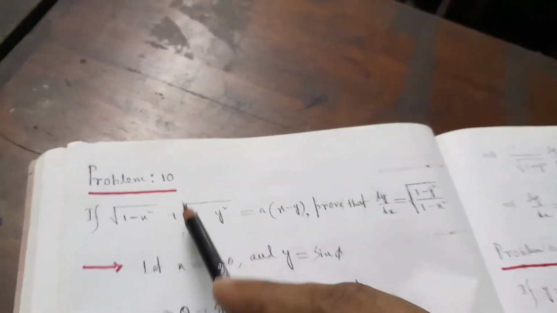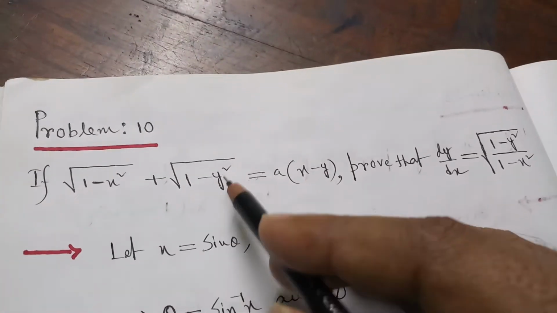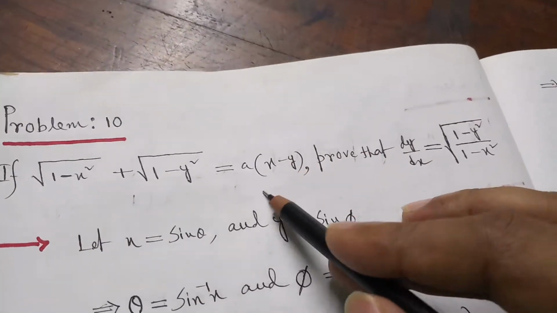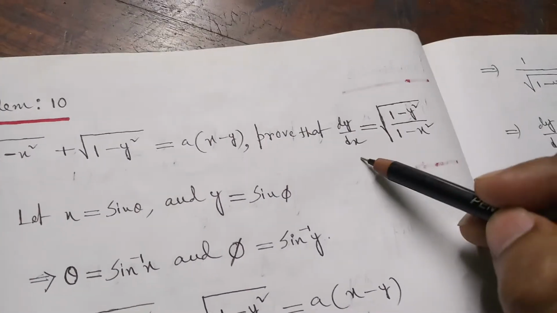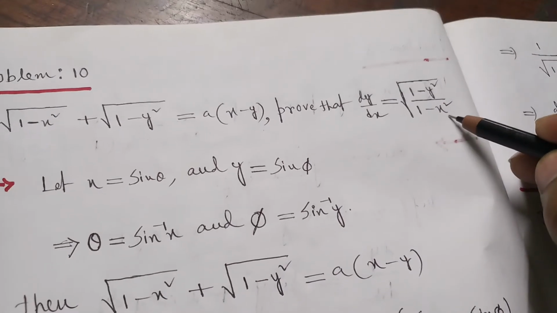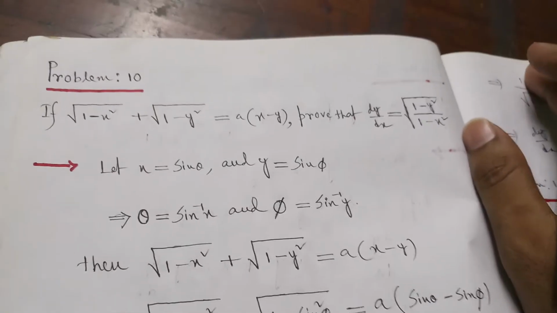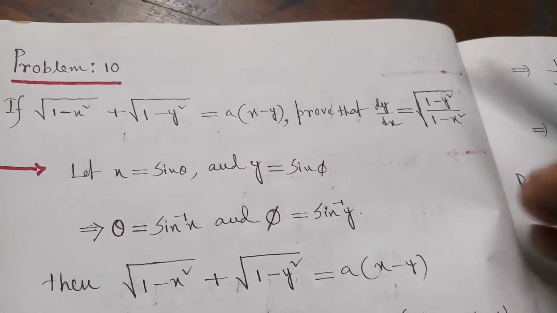So now we go to the next problem. Problem number 10. If root under (1 minus x²) plus root under (1 plus y²) is equal to a into (x minus y), then prove that dy/dx equals root under (1 minus y²) by (1 minus x²). How to solve it? We have to use the parametric form for solving this equation.